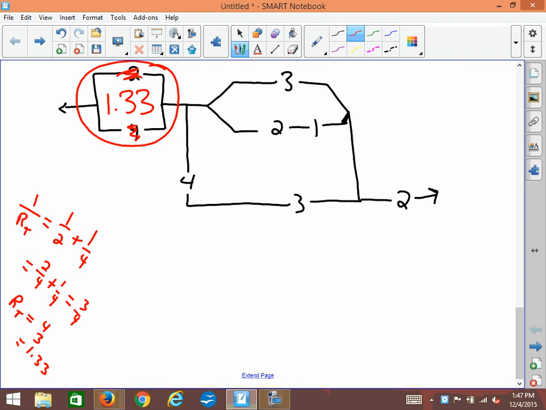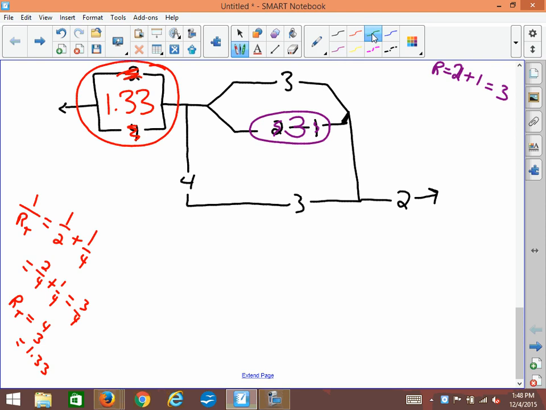And I'll cross out the 2 and I'll cross out the 4 because I've added them up. Good. Next step, I can look at the next part. Oh, look here. I have a 2 and a 1 on the same path. If they're on the same path, then the resistance is just 2 plus 1. They're series, so you don't have to do the 1 over. So that's equal to 3. So I can just cross those out, and I can write 3 on there.